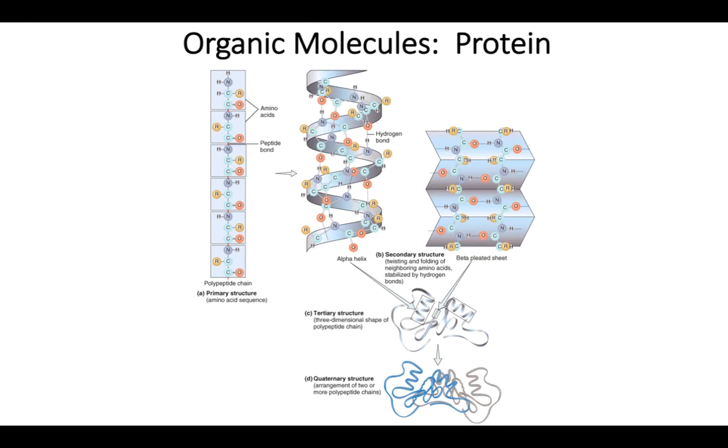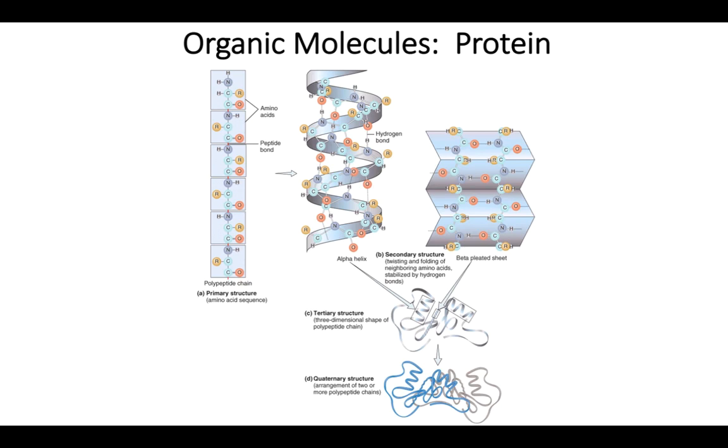Next group are proteins. Couple things to remember here. The building blocks are called amino acids. So there's those words, amino acids. Amino acids are like monosaccharides are to carbohydrates. To build a protein, you need amino acids. That's the first thing I want you to remember.